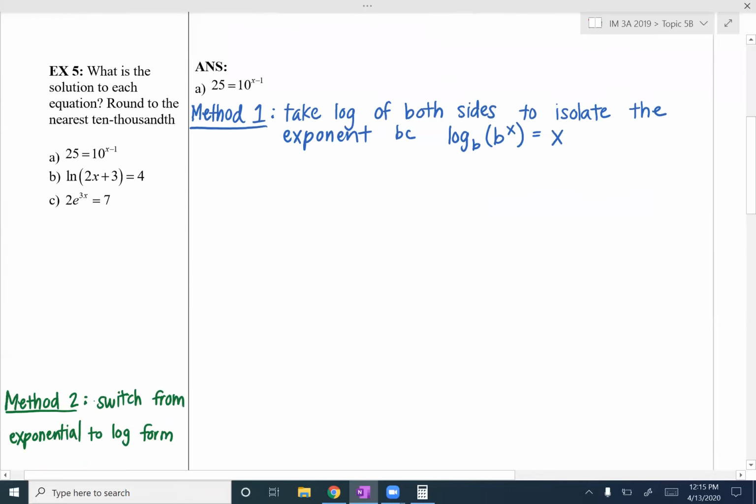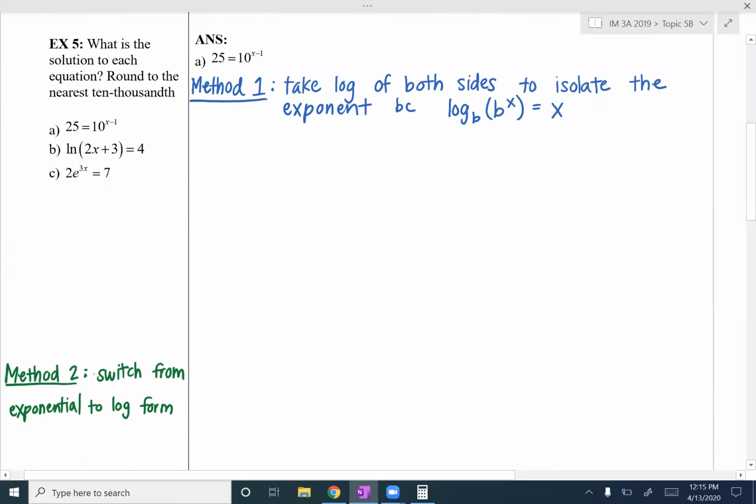For example 5, we're going to do 3 different parts, and we're actually going to do each part twice because I'm going to show you 2 different methods. So when I'm solving an exponential or a log equation, A has a base of 10, so I have 25 is equal to 10 to the x minus 1 power. B is a natural log equation, so ln of 2x plus 3 is equal to 4. And then the last one is another exponential equation with the base e: 2 times e raised to the 3x power is equal to 7.